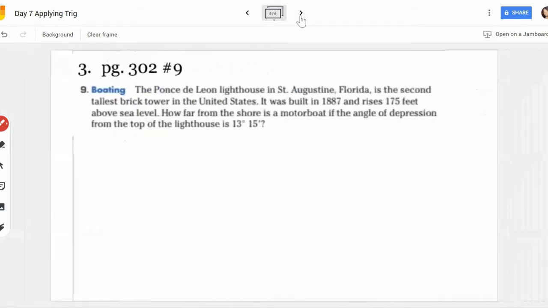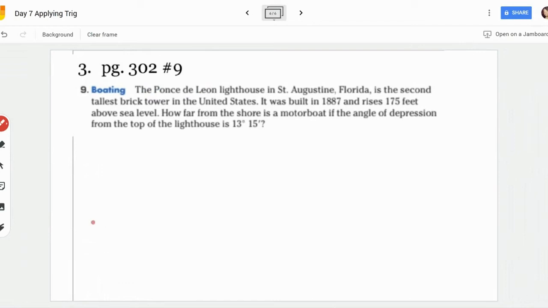All right, here's another one. Okay, so this gets into a topic, I guess, angle of depression and angle of elevation. But we'll see what that is. Boating. The Ponce de Leon Lighthouse in St. Augustine, Florida, is the second tallest brick tower in the United States. It was built in 1887 and rises 175 feet above sea level.